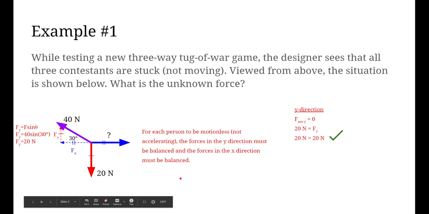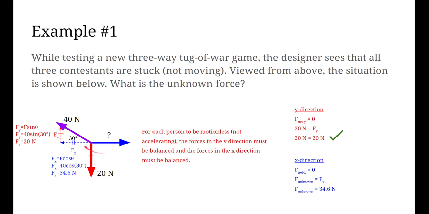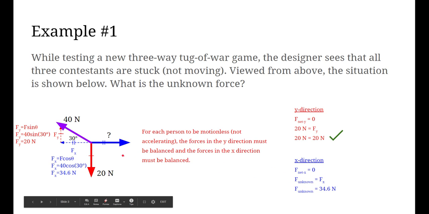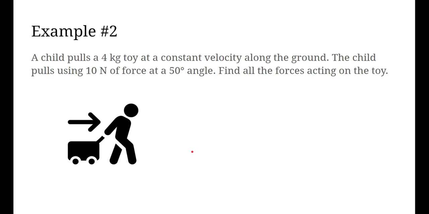But now we need to consider the x direction. So for the x direction, we can solve for the strength of this component, which is 34.6 newtons. And then we can say, well, the force pulling to the right has to be equal to this force so that they're balanced. And so we can say that the unknown force is 34.6 newtons to the right.